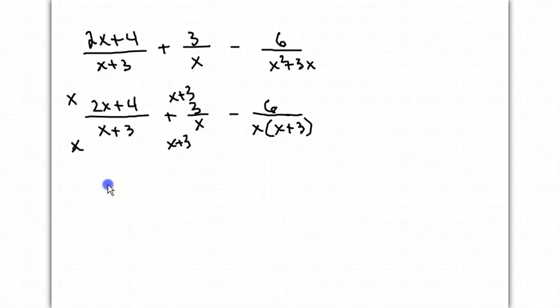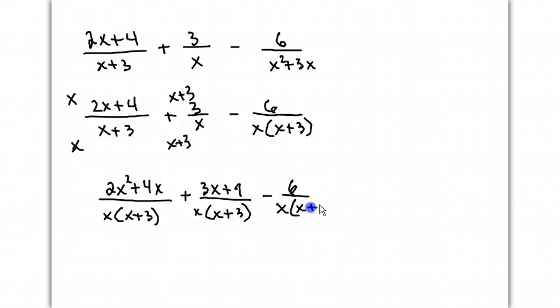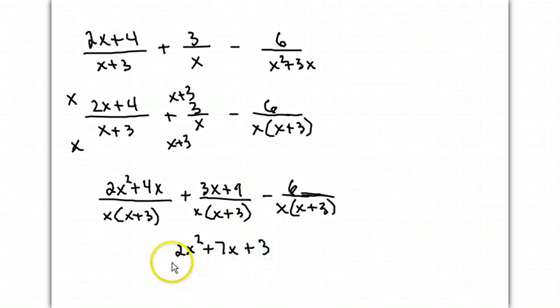So when you multiply it all out, you have 2x squared plus 4x over x times x plus 3, and this is plus 3x plus 9 over x times x plus 3, and minus 6 over x times x plus 3. So now that all the denominators are the same, we can go ahead and simplify the top. So we have a 2x squared at the top. 4x and 3x will give us 7x. 9 minus 6 will give us a positive 3, over x times x plus 3.